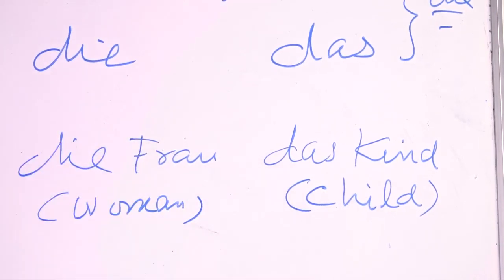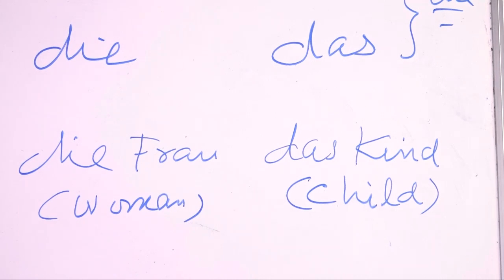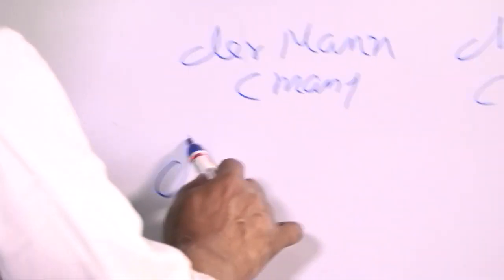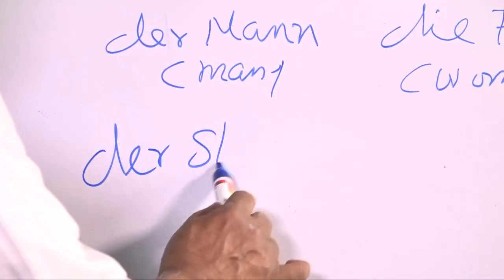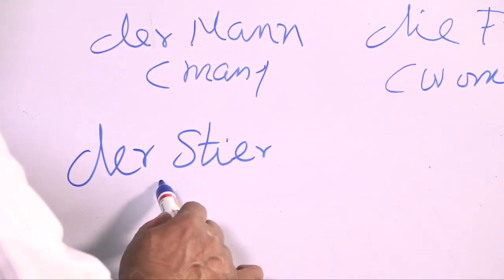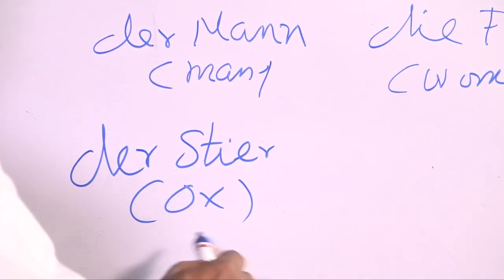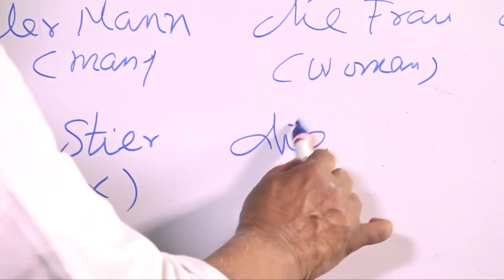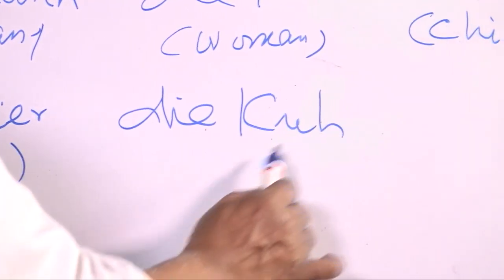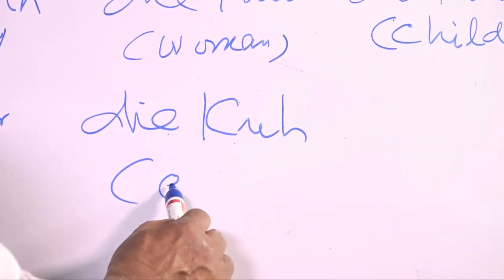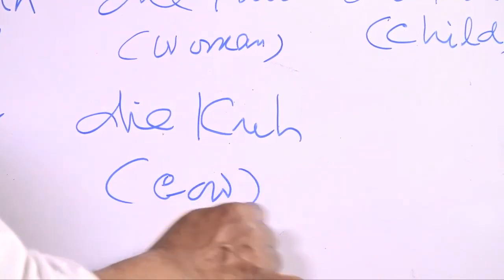Kind is singular. Its plural is Kinder. And Garten means garden. So Kindergarten means garden of the children. So this is obvious. Like that, for example, der Stier. Stier means ox or bullock. Die Kuh. Kuh is cow. This is also obvious.